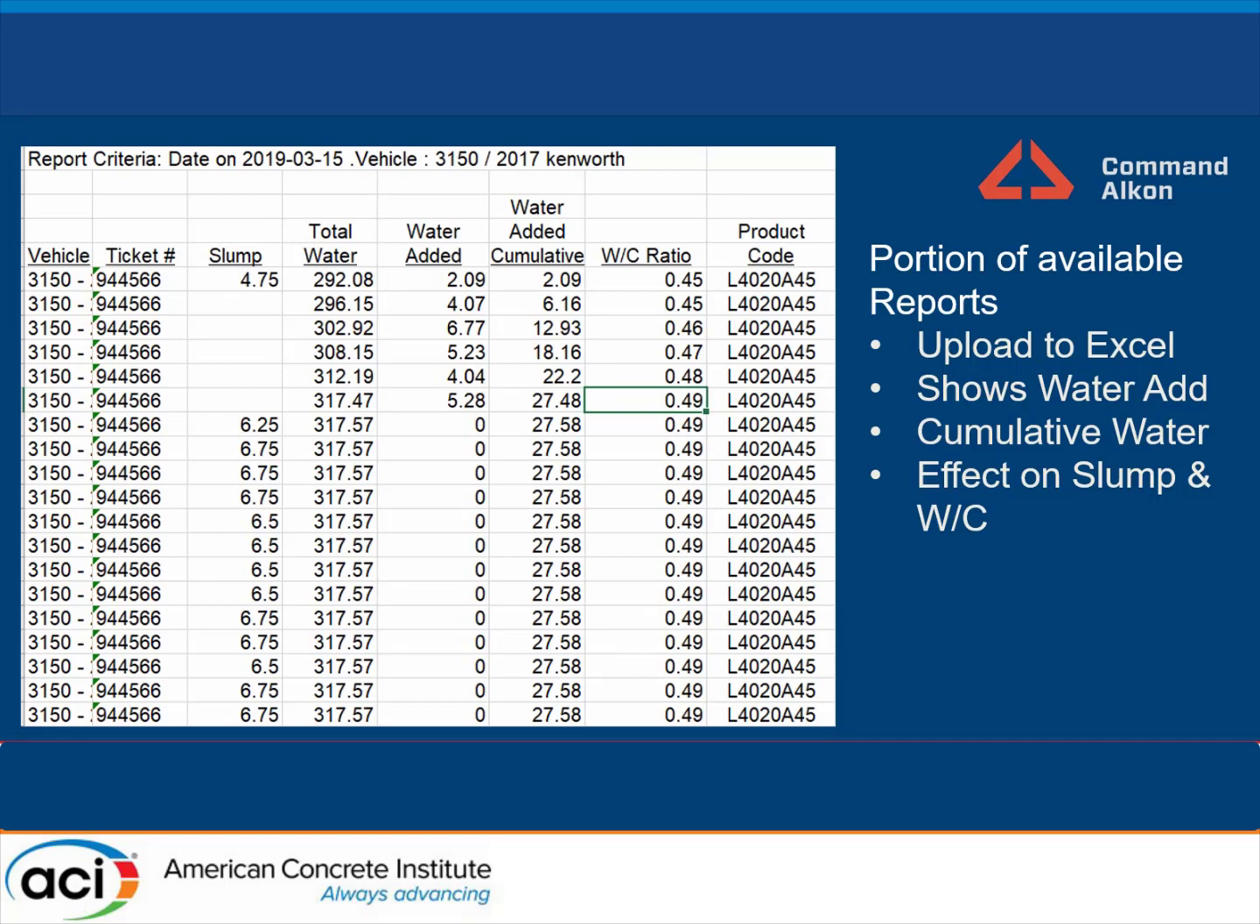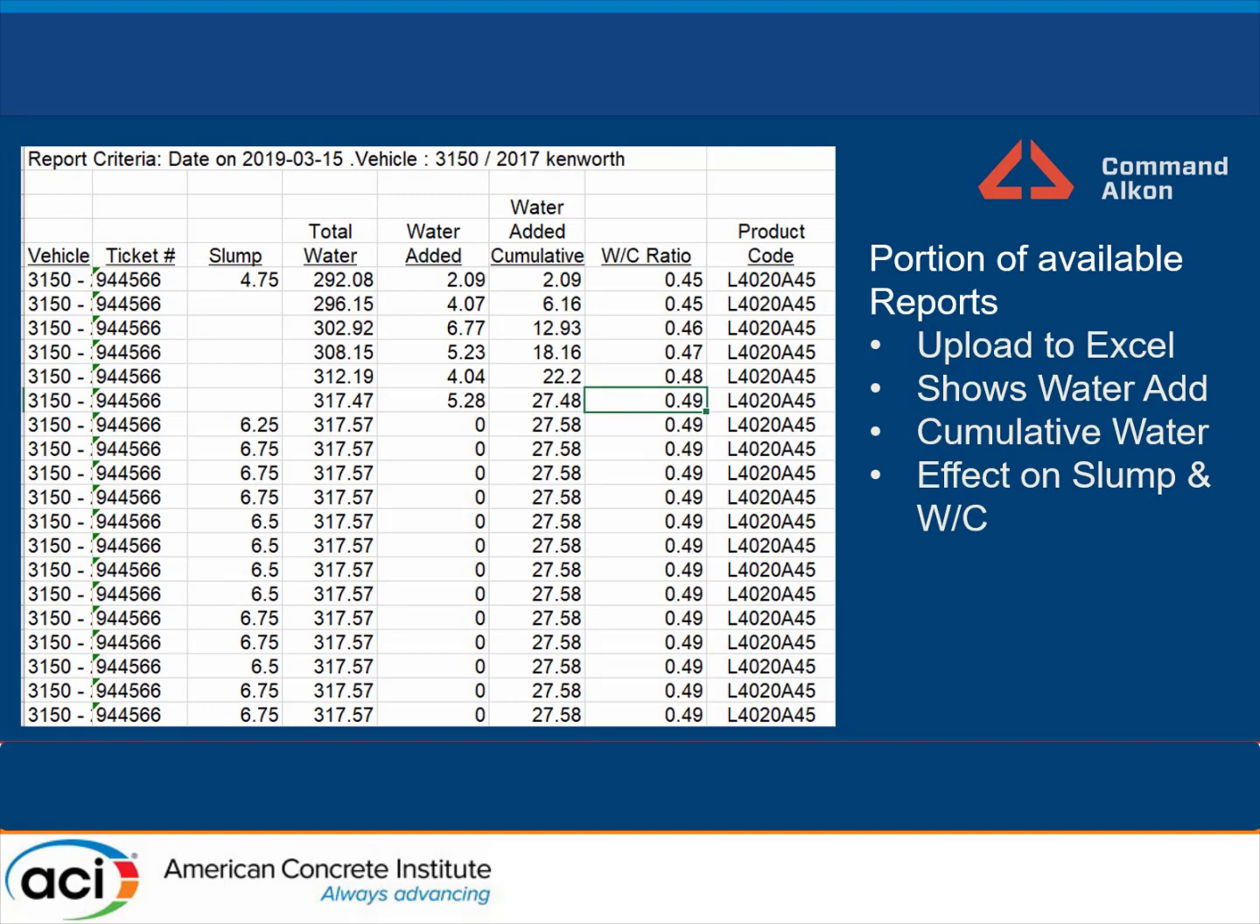And you can see his initial slump was 4.75. He added 2 gallons. Cumulative water, the water cement ratio was 0.45. I know that mix is a 0.45, so we didn't violate it. Added 4 more. Cumulative water adds up to 6. Still haven't gone over 0.45. Okay, that wasn't enough water. The contractor decided to add 6 more gallons. Cumulative water is almost 13. Now he's at 0.46. This mix is designed around a 0.45. And as you can see, he continued to add water to this point and got it up to a 0.49.